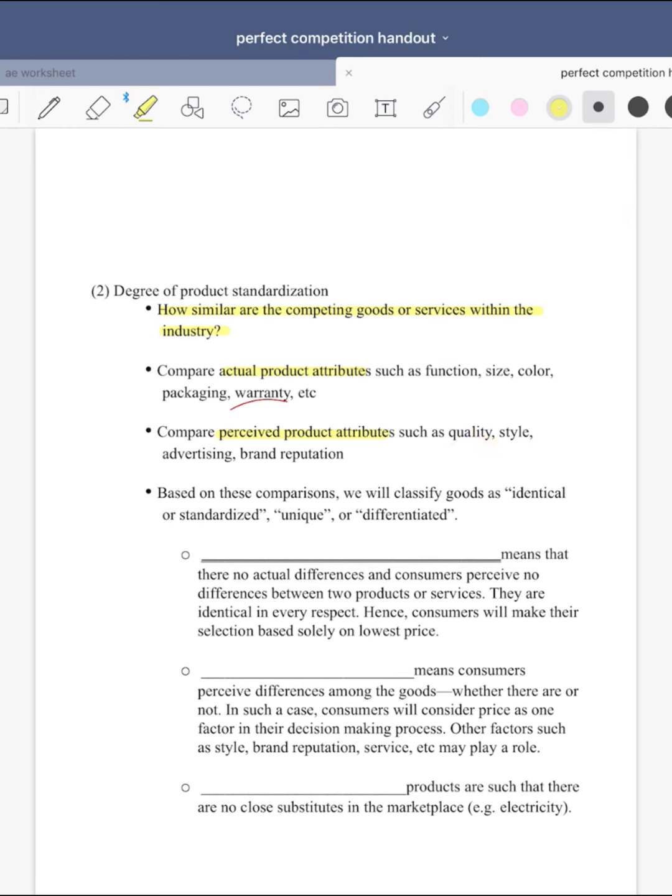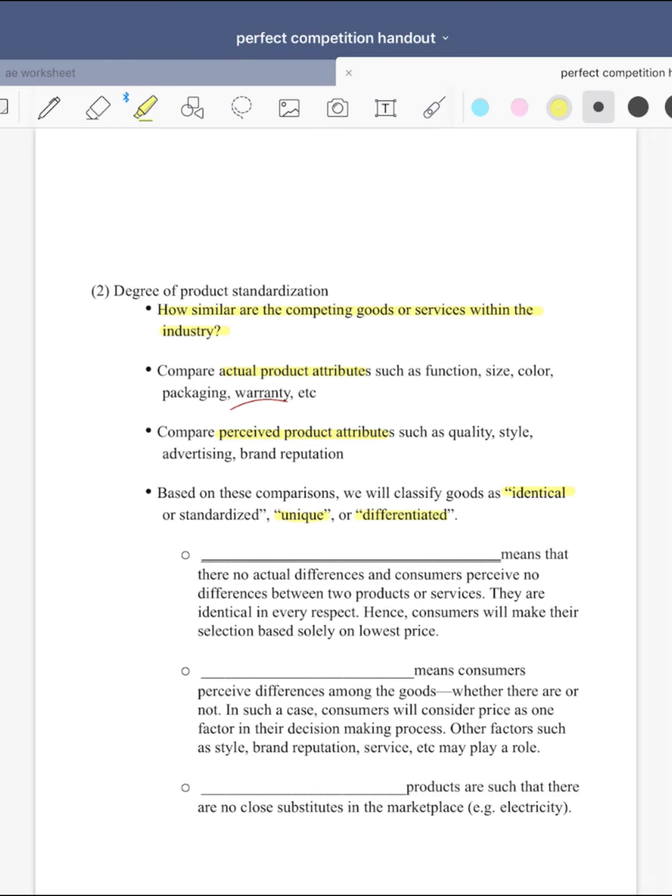We're going to call it that, like there's no really tangible way to assess this. So that's why we have attributes such as quality, style, the advertising, or the brand reputation. The example that I usually hear is that Apple phones are better quality than Samsung phones. So once again, that's going to be a perceived product attribute. There's no way to prove that true or false. Those are all going to be based on subjectivity.